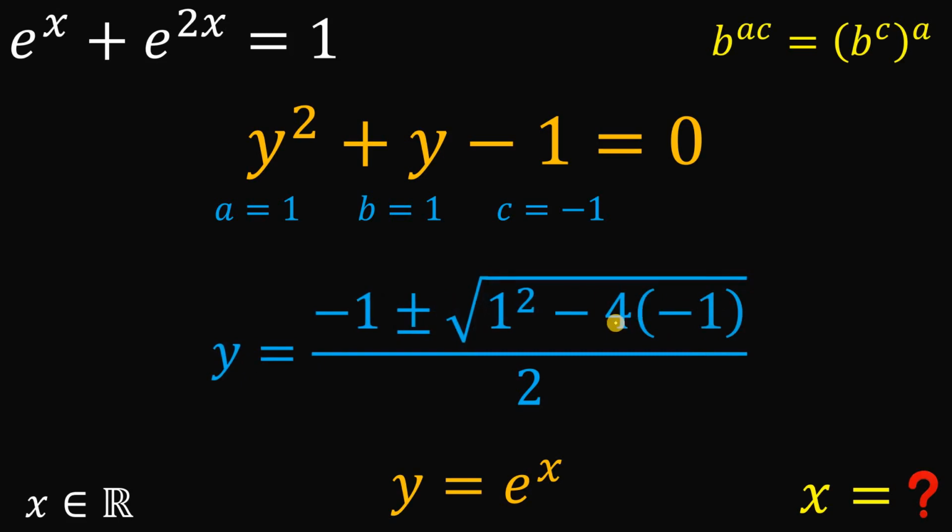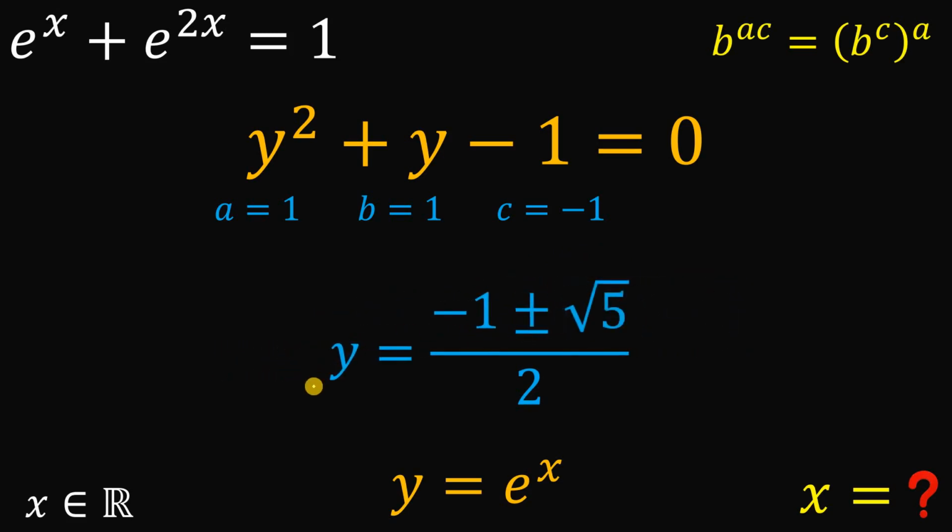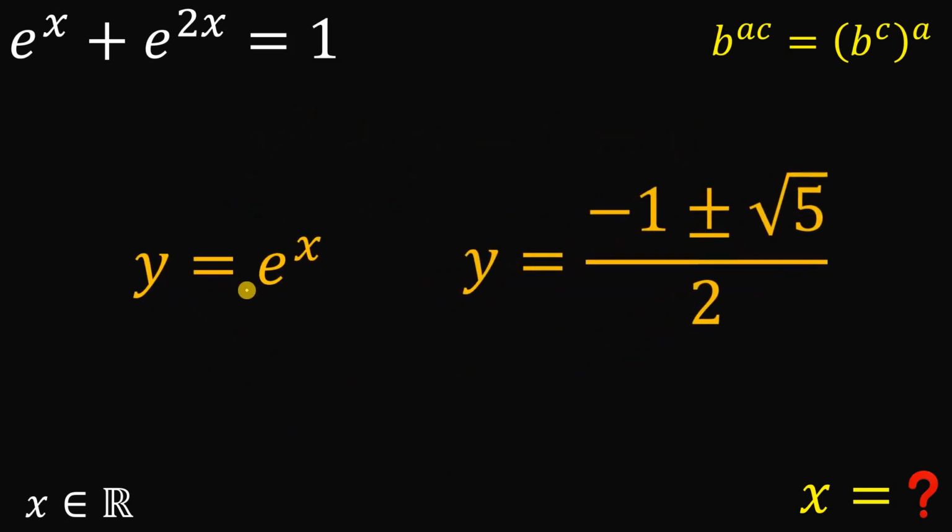Now, if we simplify the number inside the radical sign, we have 1 squared, or simply 1. Negative 4 times negative 1, we have positive 4. And 1 plus 4, sure enough, we get the square root of 5. So, we have the value of y: negative 1 plus or minus the square root of 5, all over 2. And also take note that this y must be equivalent to e raised to the power of x.